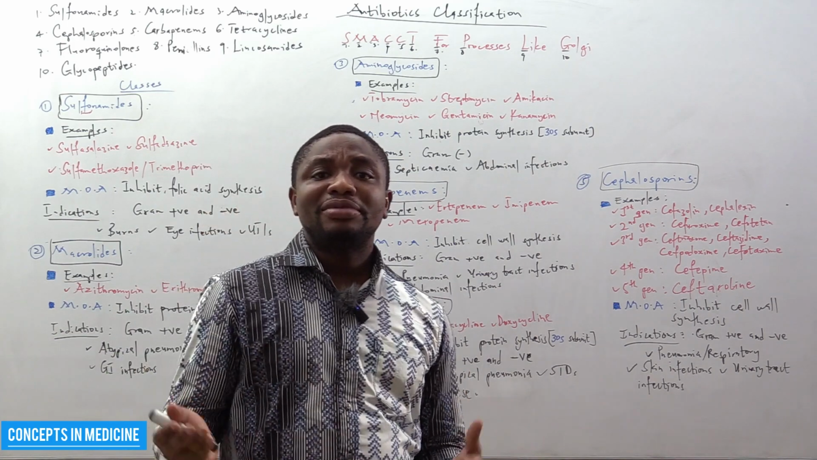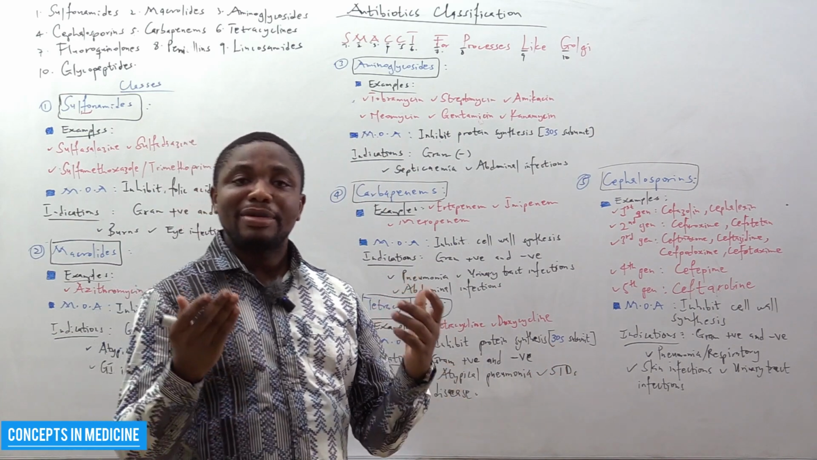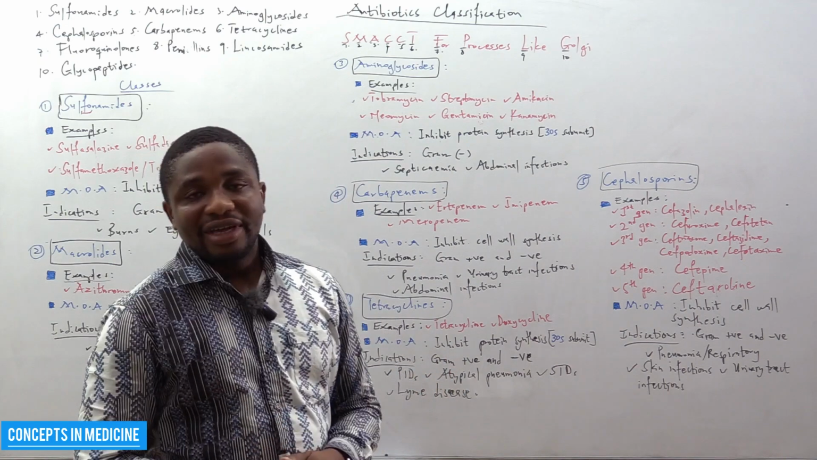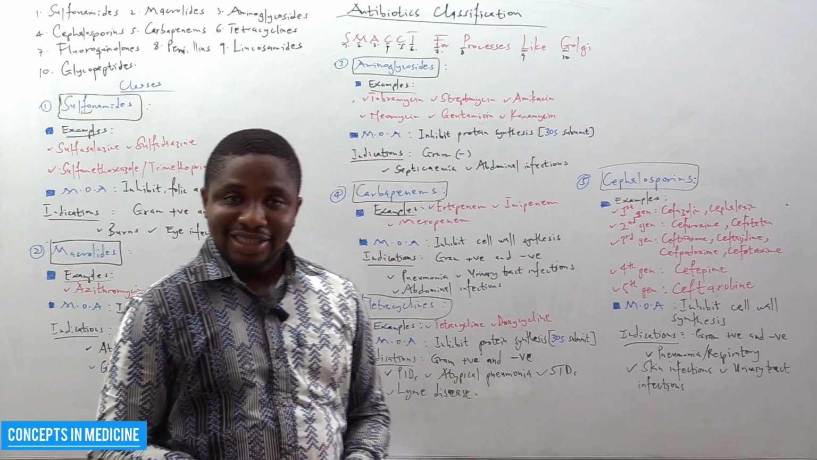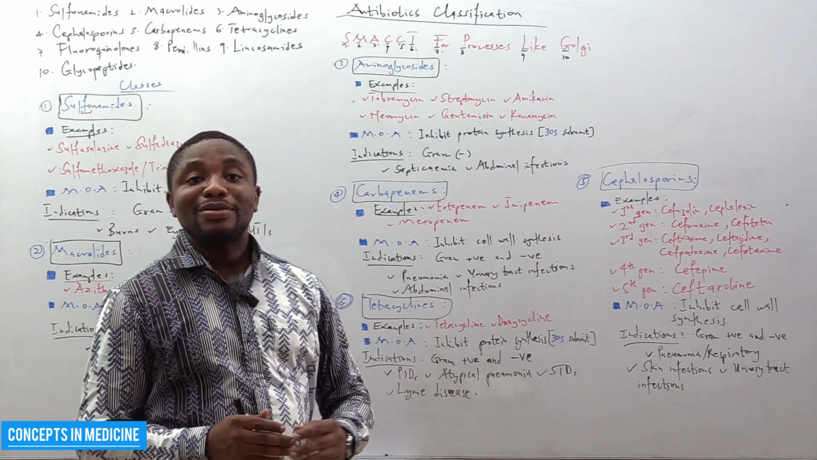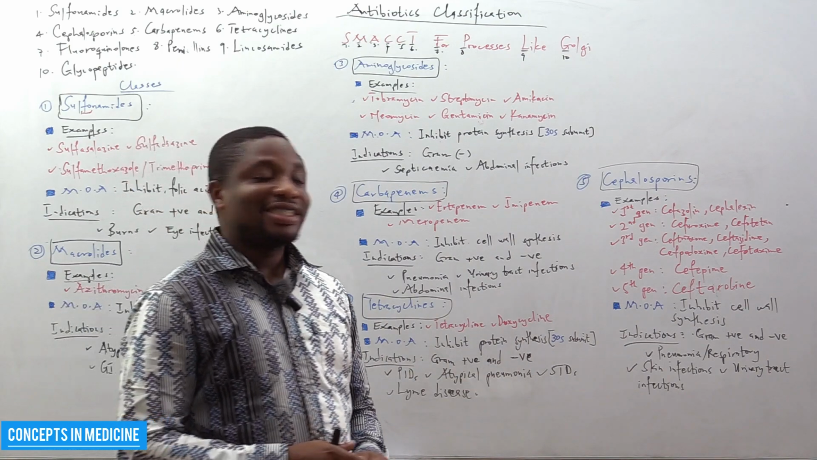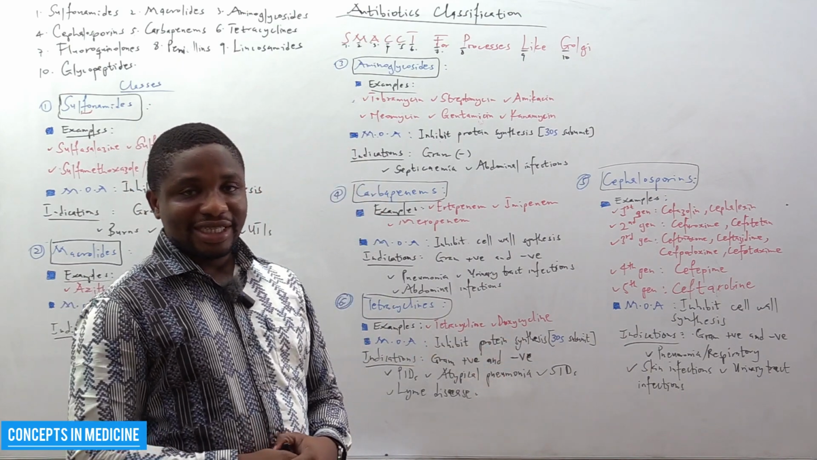What are some of the conditions that they can be used for? Of course, pelvic inflammatory diseases. We can think of atypical pneumonia, sexually transmitted diseases, and finally, Lyme disease.